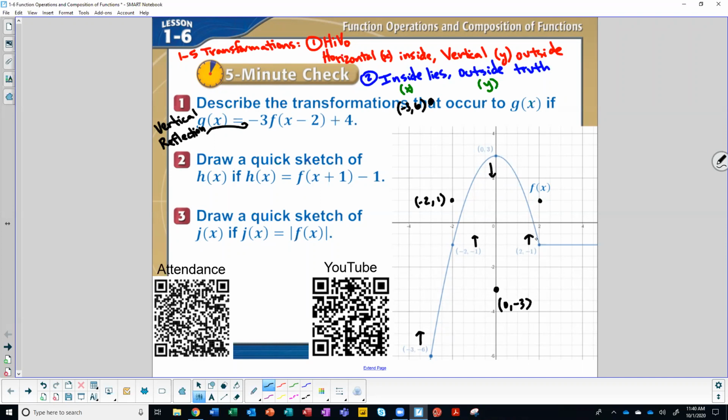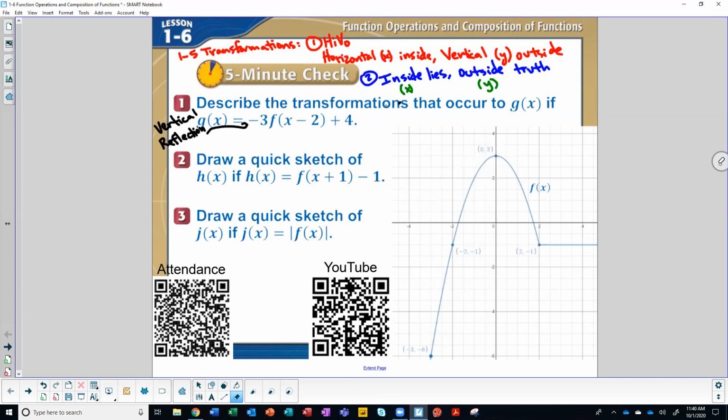So this graph, instead of looking like this, would come through, and we go to this point, and it would keep going down until here, and then it would come up to this point, and then go this way. So that's how this graph would look if it only had the negative. Just the negative would make it flip vertically. Okay, now I'm going to erase this because there's 4 transformations that are going to occur.